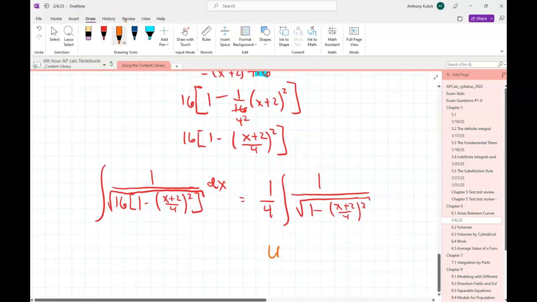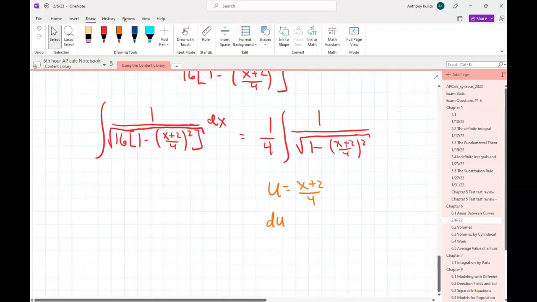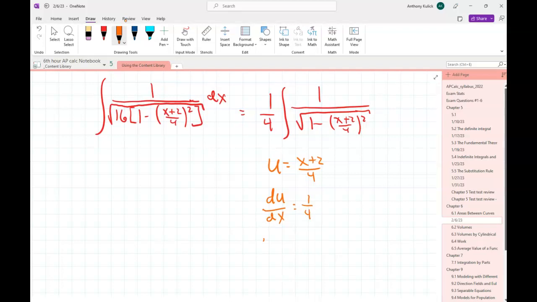I guess we've got to do our u sub. So du dx is going to be 1/4. So 4 du is going to equal dx then, right?